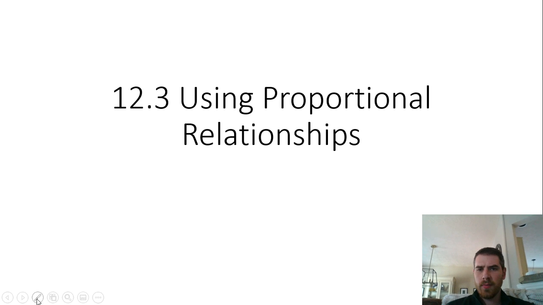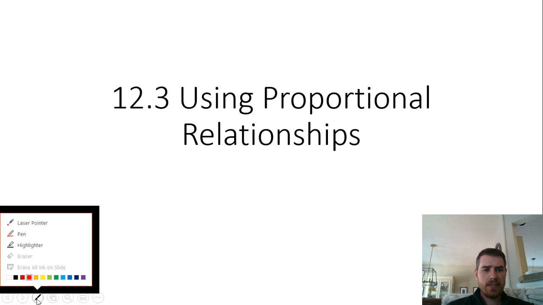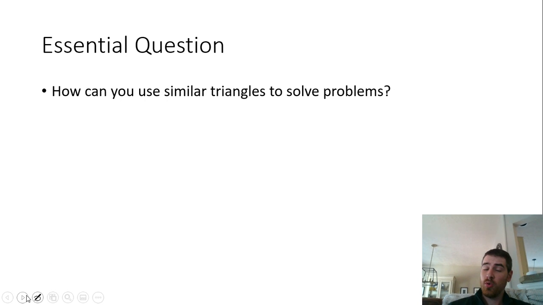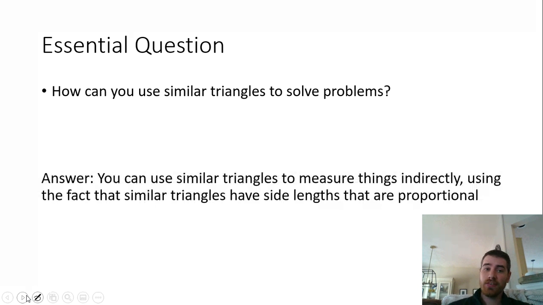All right, so we're talking about using proportional relationships today. That's our topic. What's the essential question you ask? We are looking to see how can we use similar triangles to solve problems. The answer you say is we can use similar triangles to measure things indirectly, using the fact that similar triangles have side lengths that are proportional.